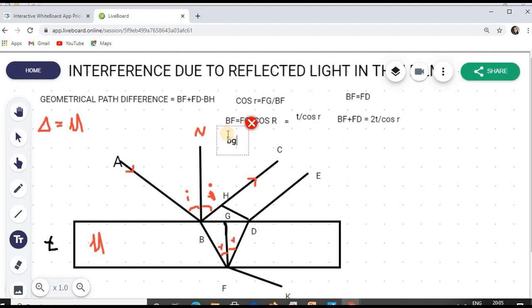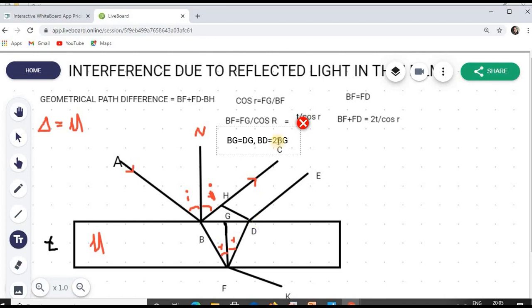BG is equal to DG, right? And BD will be equal to what? Means this side. BD will be equal to 2BG.